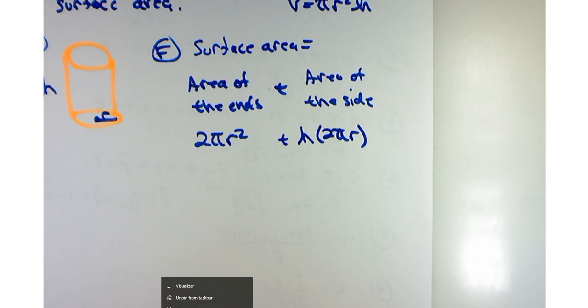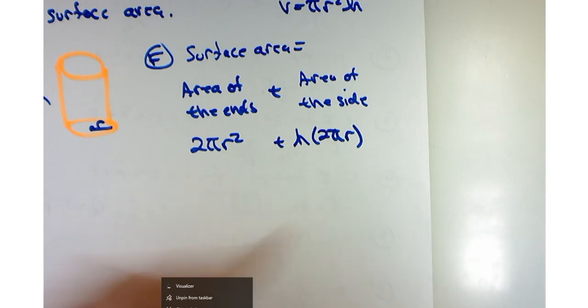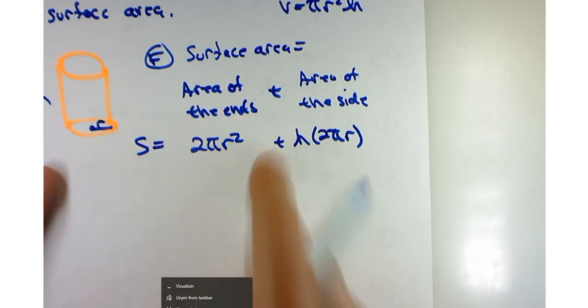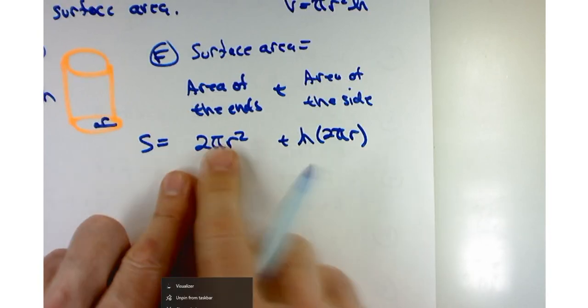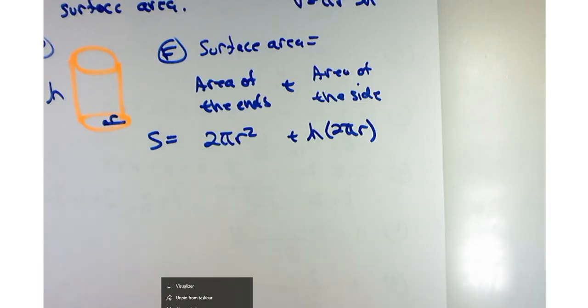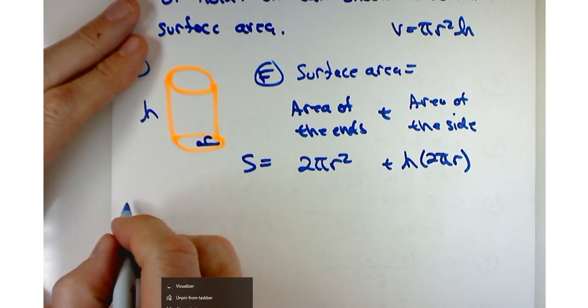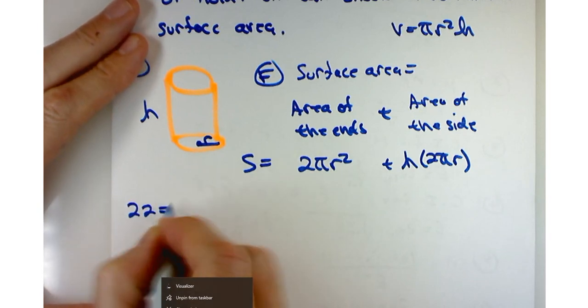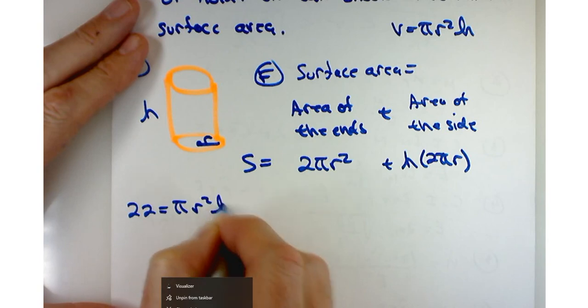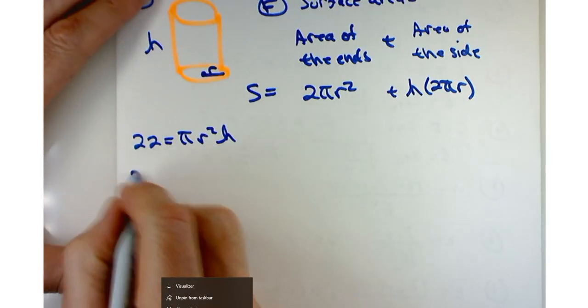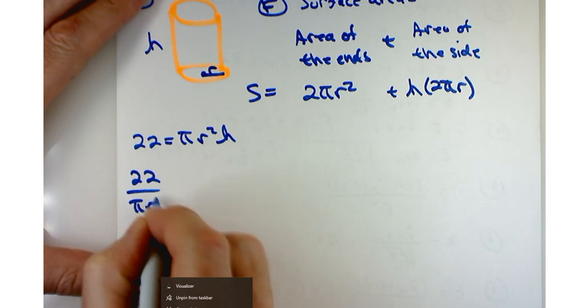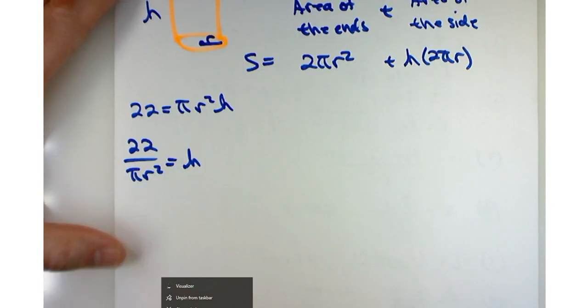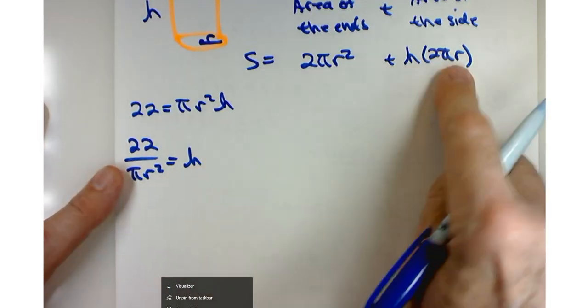Okay, looking good so far. Except one problem. Let me just call this S. I can't call it S of R because right now it depends on R and H. How am I going to get rid of that H? Yeah, find the H with the volume. All right, so the volume was 22 equals pi r squared h, so that means h is 22 over pi r squared. So that's h. And now I can plug that into my formula.